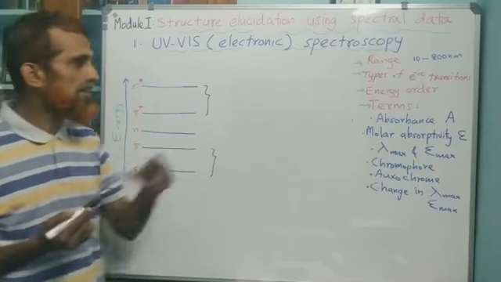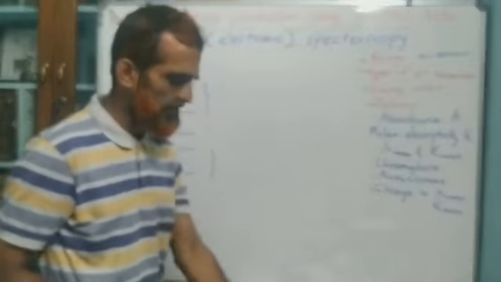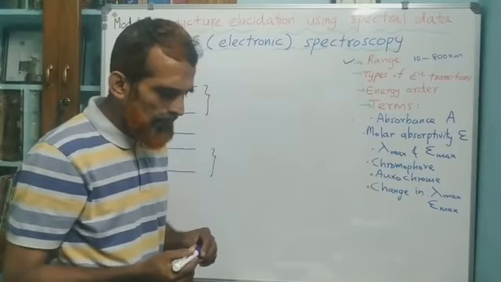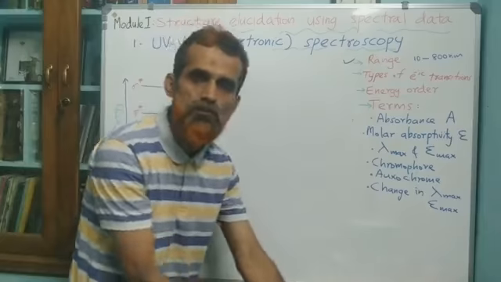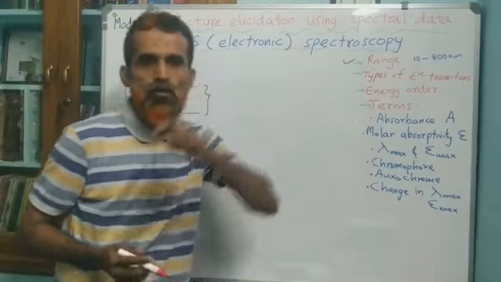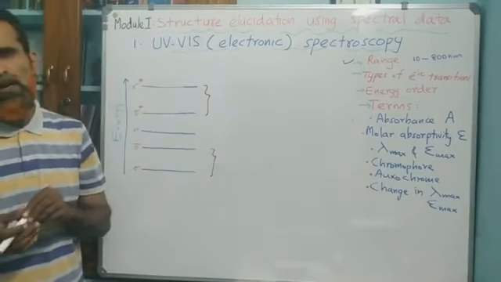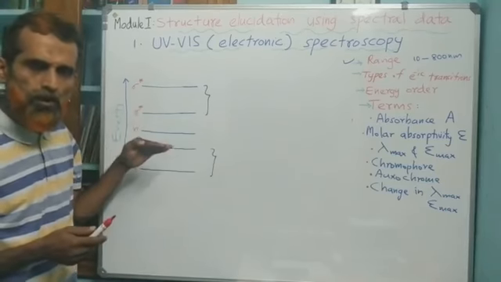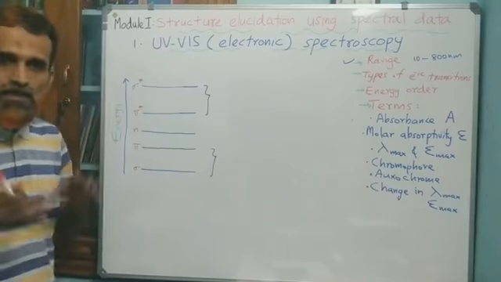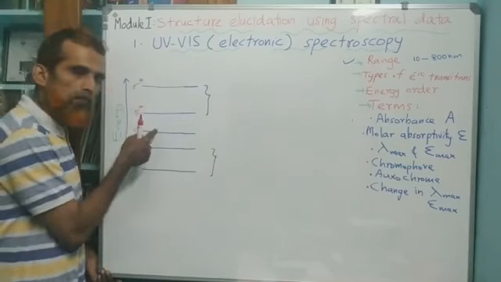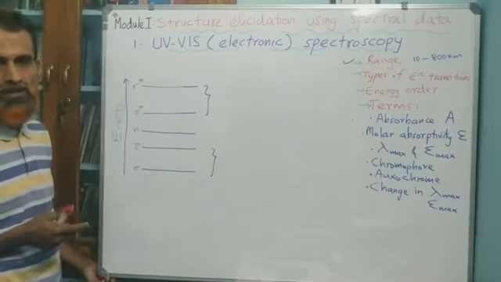Now, when we consider the types of transitions, what are the various types of transitions possible in electronic spectroscopy? Electrons move from lower molecular orbital to higher molecular orbital. It is from bonding to anti-bonding, or it can be from non-bonding to anti-bonding also.